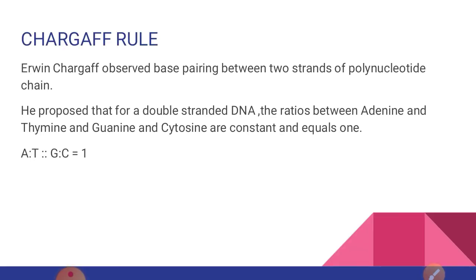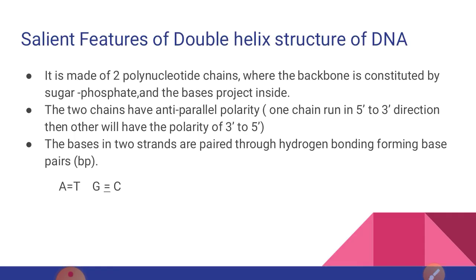Now, what is the Chargaff rule? Before we start with the Watson and Crick model, we can look into this Chargaff rule, which was also based on the pairing of two strands of polynucleotide chain. Sir Chargaff observed base pairing between two strands of polynucleotide chains, and he proposed that for a double-stranded DNA, the ratios between adenine and thymine, and guanine and cytosine, are constant, and that equals 1. Adenine to thymine and guanine to cytosine ratios are always constant in two strands of polynucleotide chain, and that equals 1.